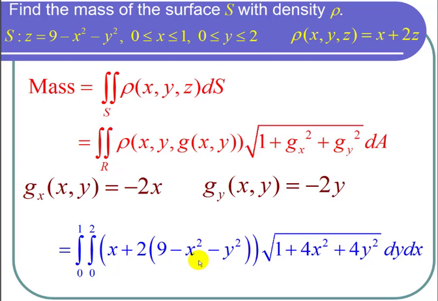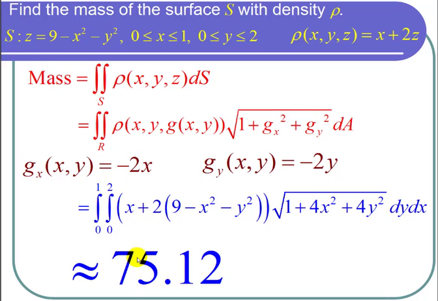So I could do this integral by hand. It would be a lot of work, and it would involve trig substitution and other substitution techniques. But instead, I actually used a calculator, and I got that this double integral is about equal to 75.12. So I can conclude that the mass of our surface S with this density function is about equal to 75.12. And I'm done with the problem.